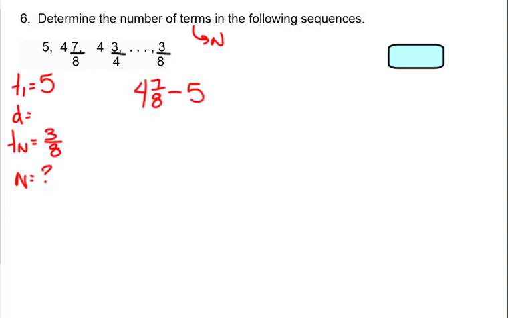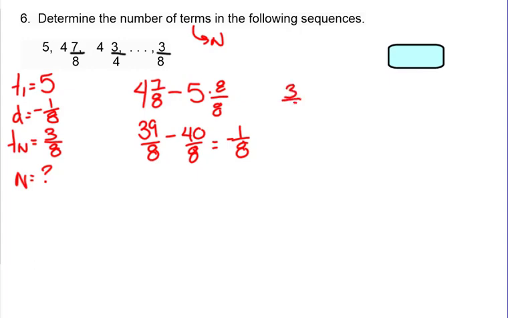If you don't like subtracting, at this point, I would change it to a mixed fraction. So I'm going to have 32 plus 7 is 39 over 8. And if I want a common denominator, I'm going to multiply this by 8 over 8. So subtract 40 over 8. Our common difference is negative 1/8. So with our common difference, now I can figure out our n. 3/8 is equal to term 1 plus our n minus 1 times our common difference.